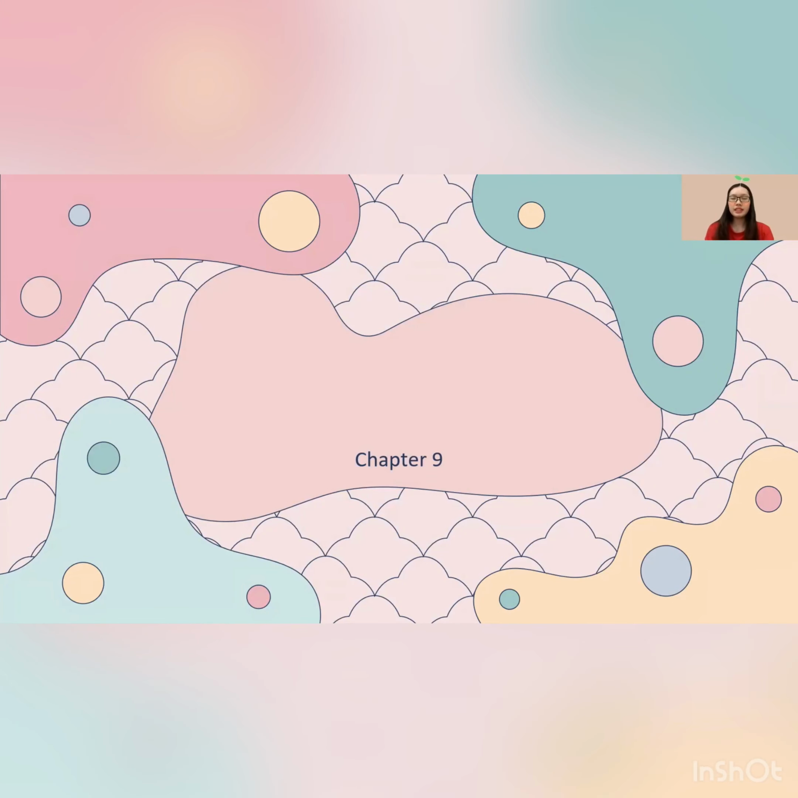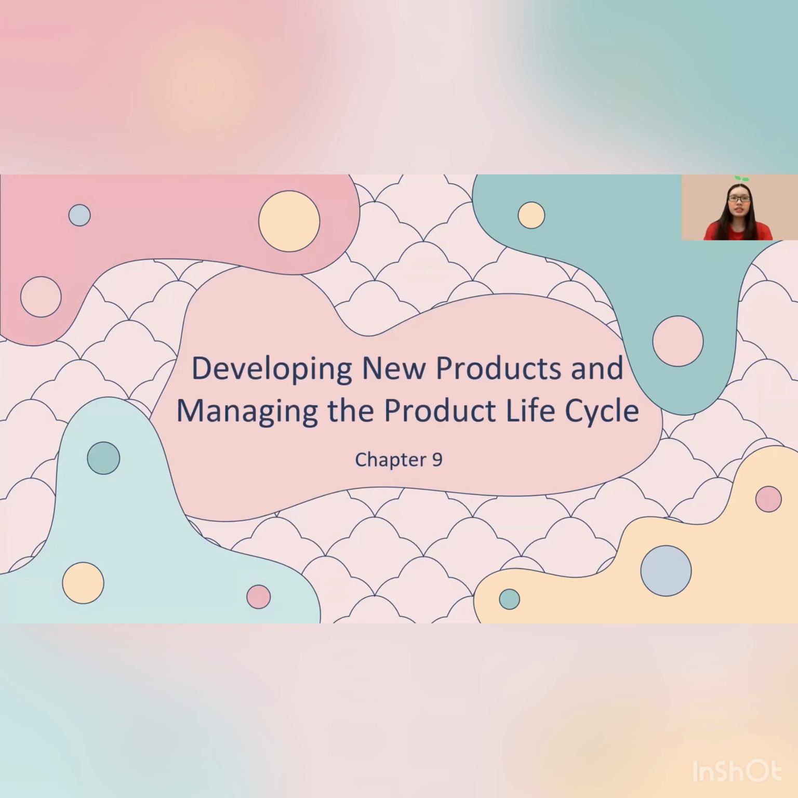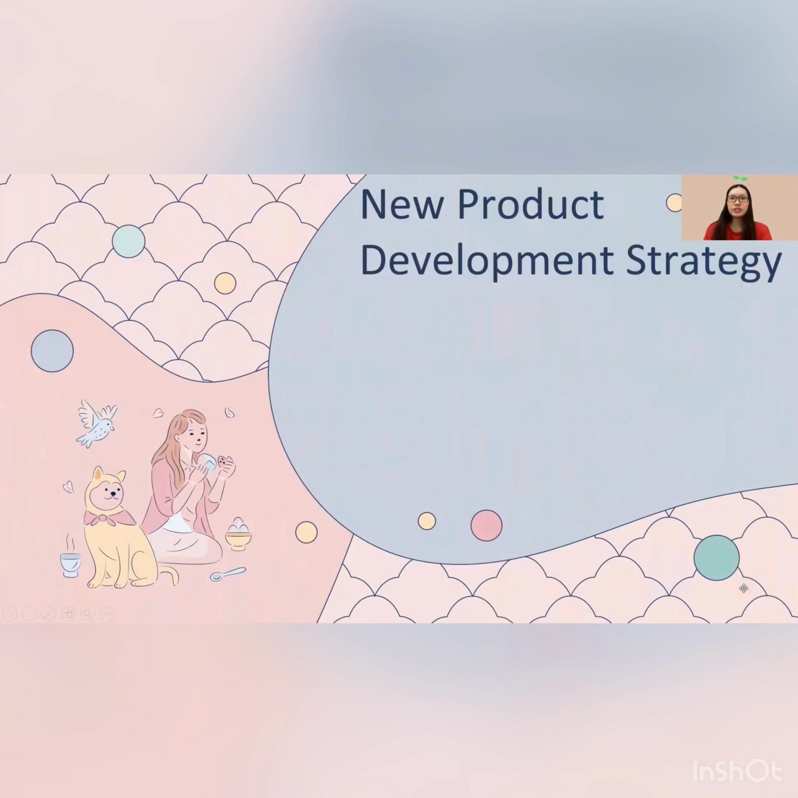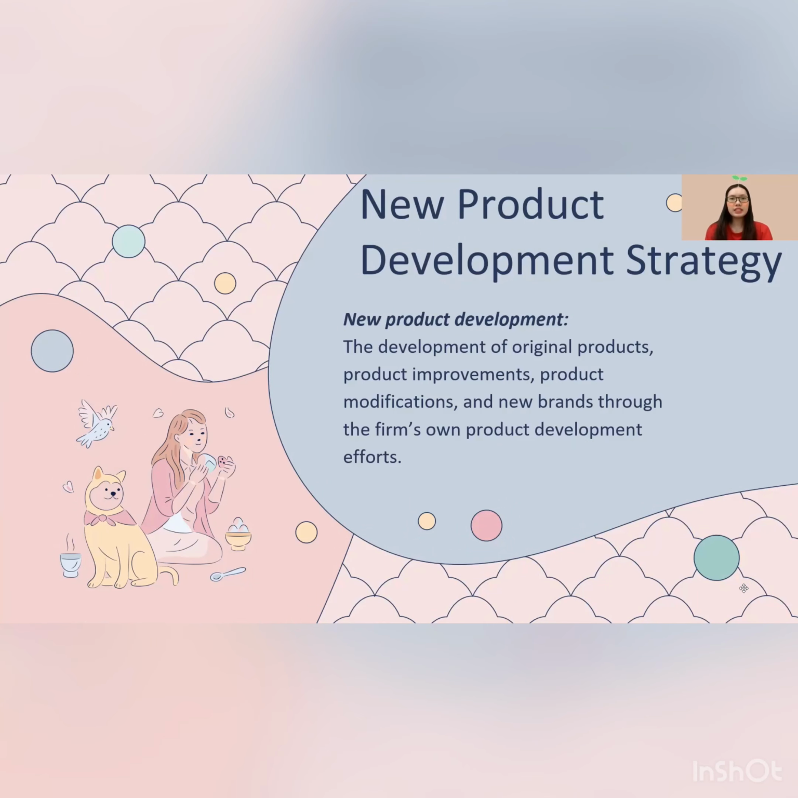Now we move on to chapter 9 with developing new products and managing the product life cycle. First, we talk about new product development strategy. New product development is the development of original products, product improvements, product modifications, and new brands through the firm's own product development efforts. New products are important to both customers and marketers. They bring new solutions and variety to customers' lives, and they are a key source of growth for companies.